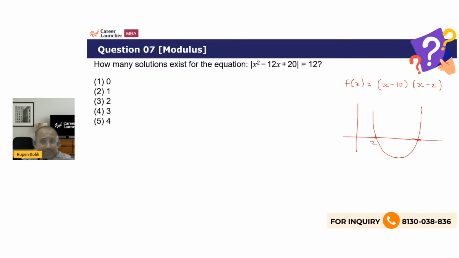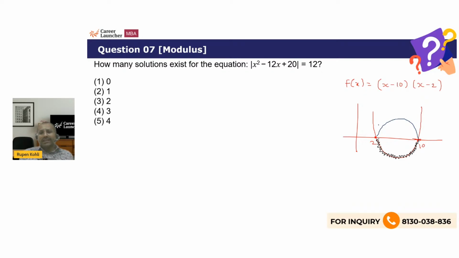Now this is f(x). But what we have done is we have written mod x, right? So when we take the modulus, the negative numbers get replaced with their positive counterparts, which means we replace this negative portion of the graph with its positive values of the same magnitude. So something like this will come across, right? So this is the graph of the LHS, mod of x square minus 12x plus 20. Now this equals 12.